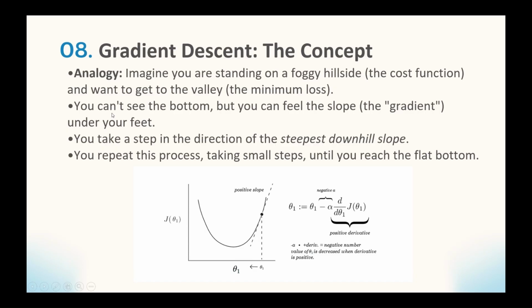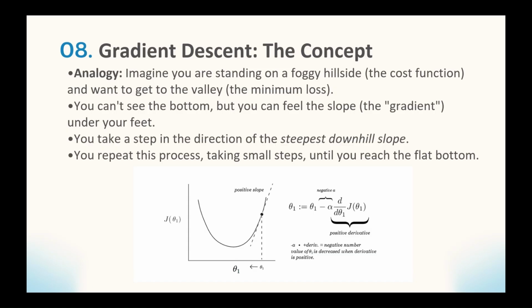Suppose an analogy. Imagine you are standing on a hill which is very foggy. This hill is your cost function. You want to get to the valley, the lowest point, but you can't see it because of the fog. What do you do? You can feel the slope, the gradient, under your feet. So you find the direction of the steepest downhill slope and you take one step in that direction.